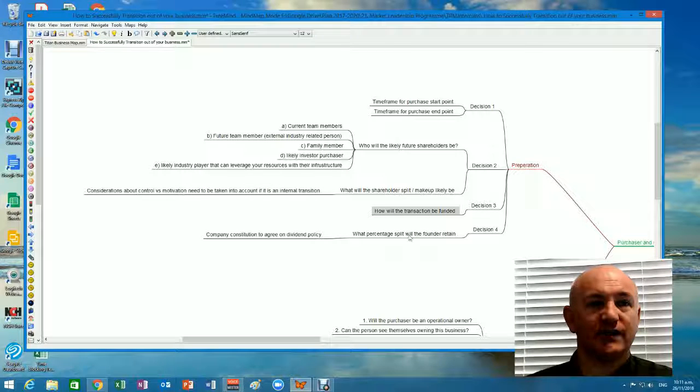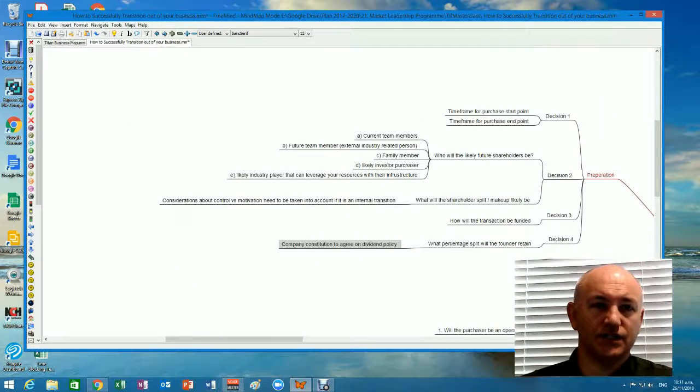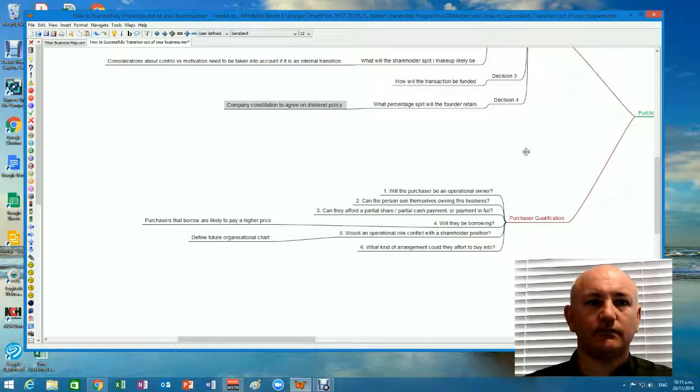How will the transaction be funded? And what percentage split will the founder retain? And again, there's a company constitution to agree on dividend policy. So I won't go into too much of the legal side of it, but high level, these are the decisions we need to make.